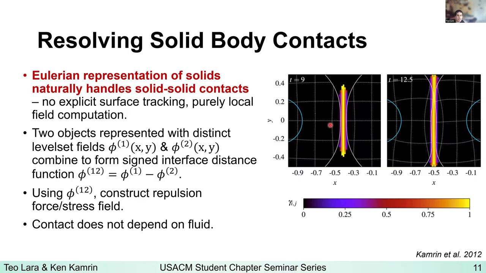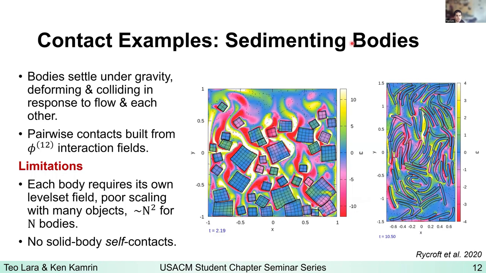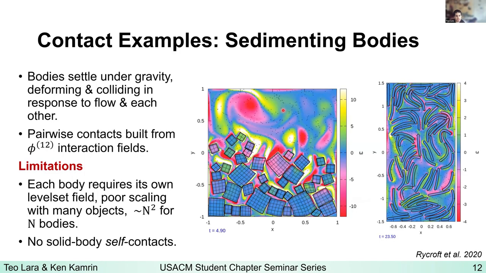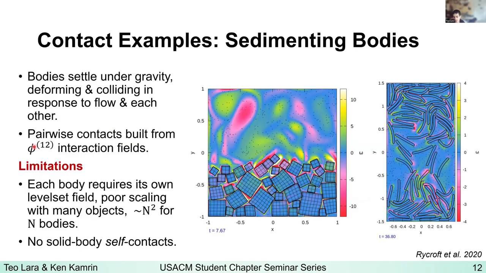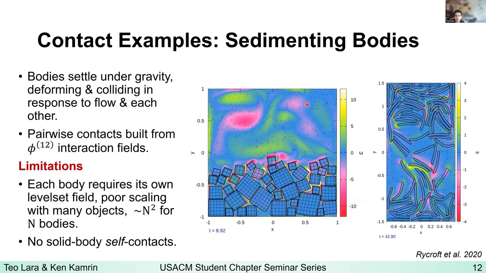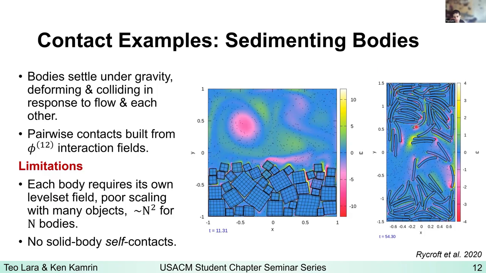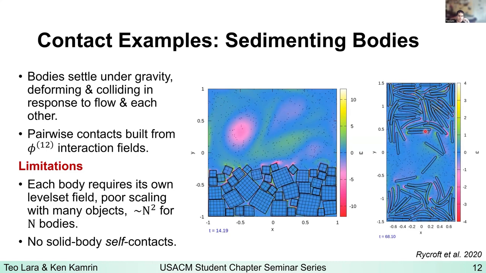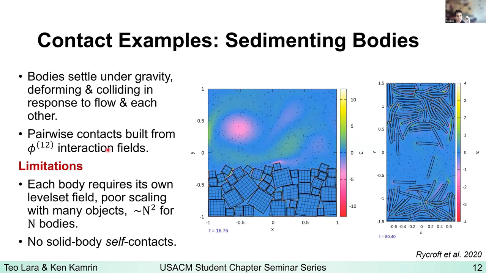So a few fun examples. These are some sedimenting bodies, right? Over here we have some squares on the left, which are coming into collision and interacting with the surrounding fluid. All of these contacts are built from the pairwise phi1,2 fields. And on the right here, we have several of these spindly noodles with different densities, again settling under the influence of gravity. Again, all these contacts are built with our pairwise interaction scheme.